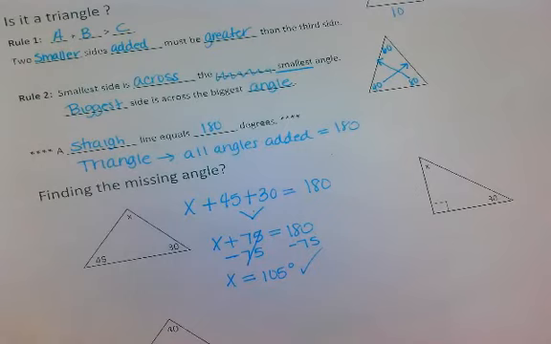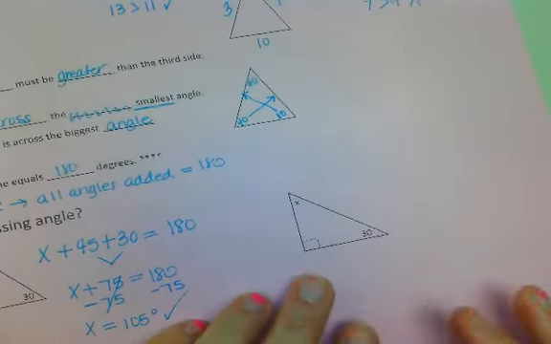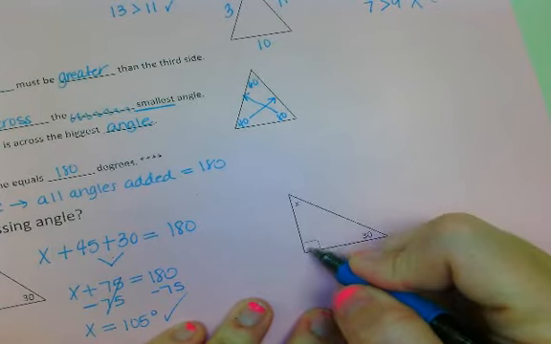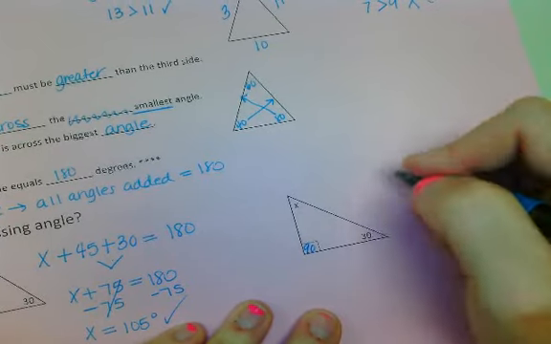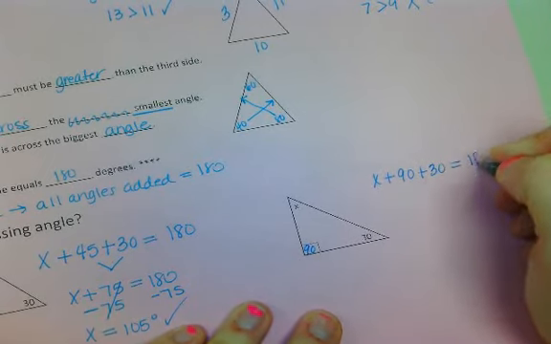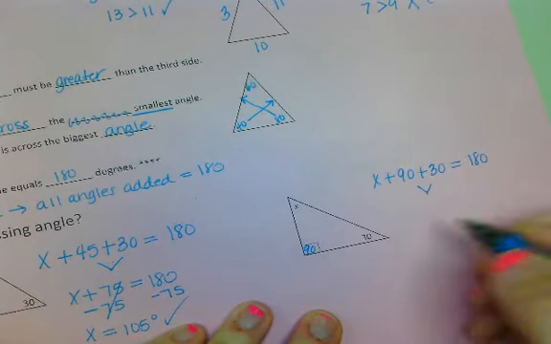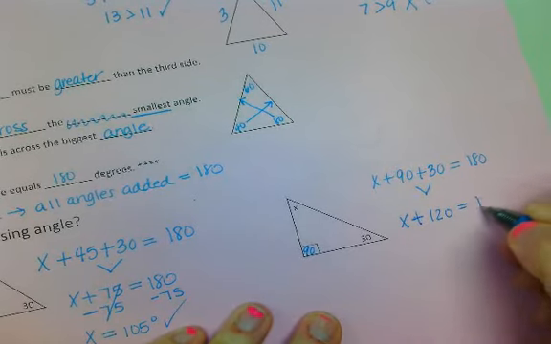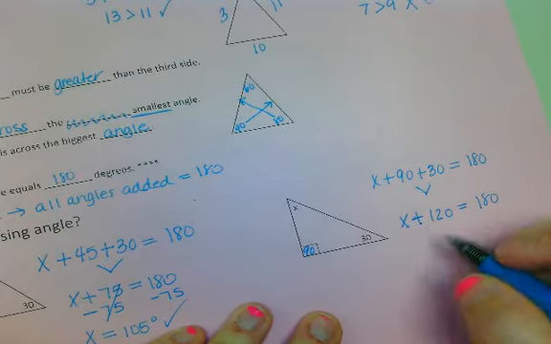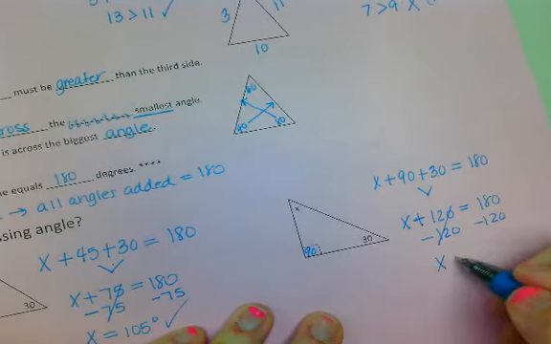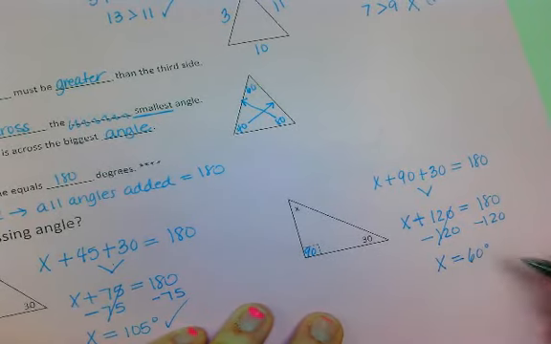Okay? So I'm going to do one more example for you, and then the rest is on your own. I think you got it. So let's look at this one. Remember I told you sometimes they'll give you the box, but they won't tell you what the degrees is. The little box always means 90 degrees. So we have x plus 90 plus 30 equals 180. Combine these two, so we have x plus 120 equals 180. Remember, inverse operation, subtract 120 from both sides. That cancels. X equals 60 degrees.